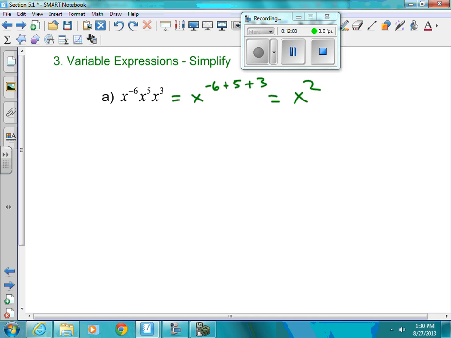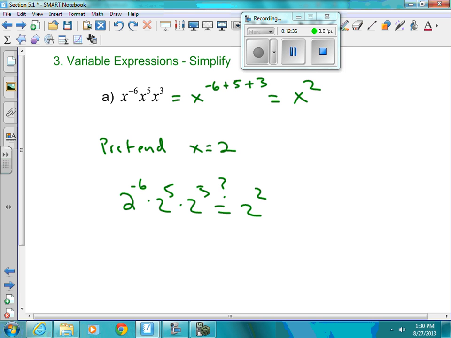So notice you can't really check it on a calculator. How could you check it? You could pretend x equals some number, let's say x is 2. Well, if x is 2, we can say it is 2 to the negative 6 times 2 to the 5th times 2 to the 3rd. Does it equal 2 to the 2nd?